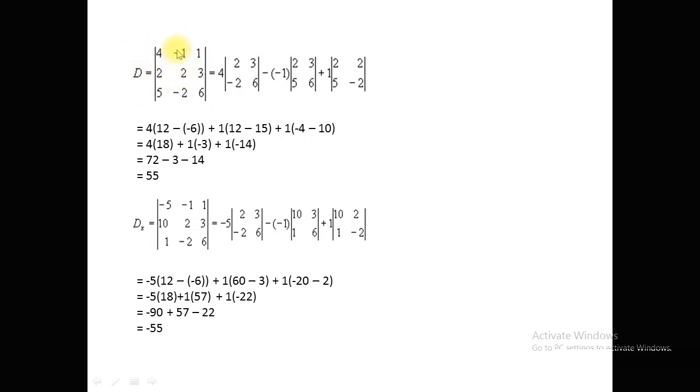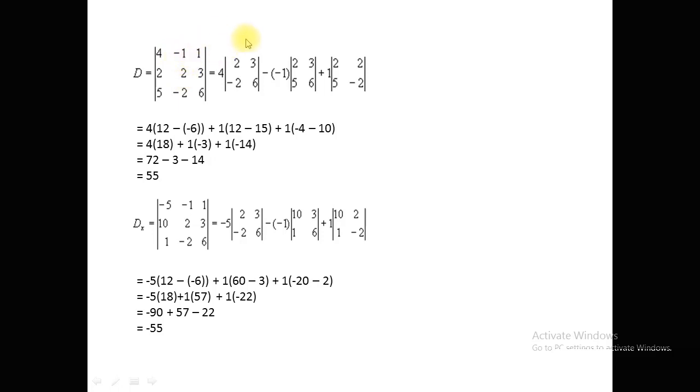To find the determinant of this coefficient matrix, we can use any method, or a calculator, or the cofactor expansion. Suppose here we want to find the determinant by using the cofactor expansion along R1. The cofactor of 4 is plus 4. Deleting the first row and first column, we obtain the minor matrix 2, 3, minus 2, 6. Another cofactor will be negative, since the position of minus 1 is the first row and second column.